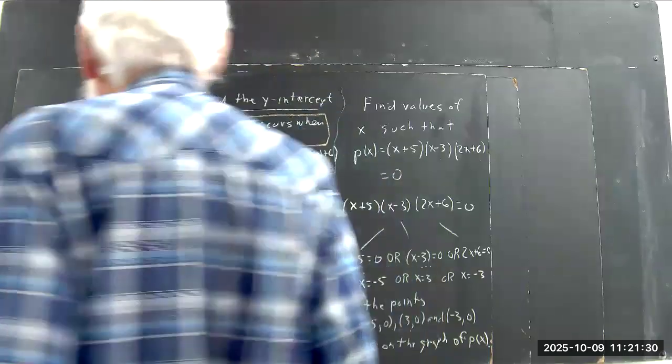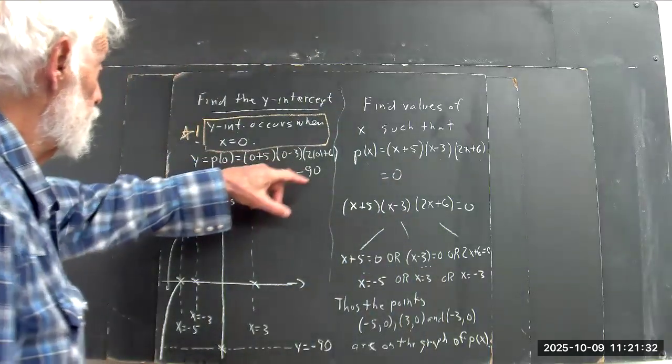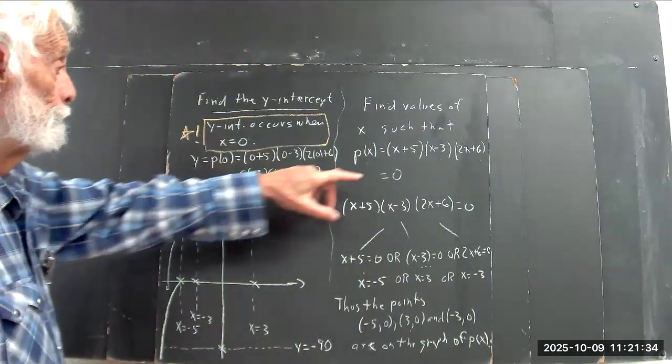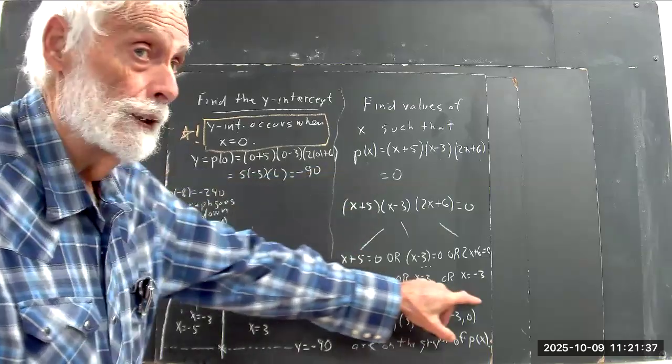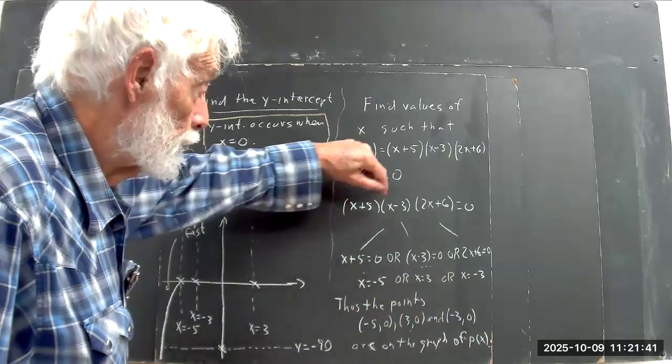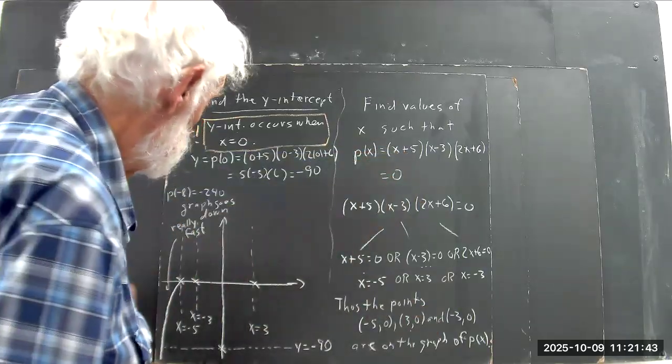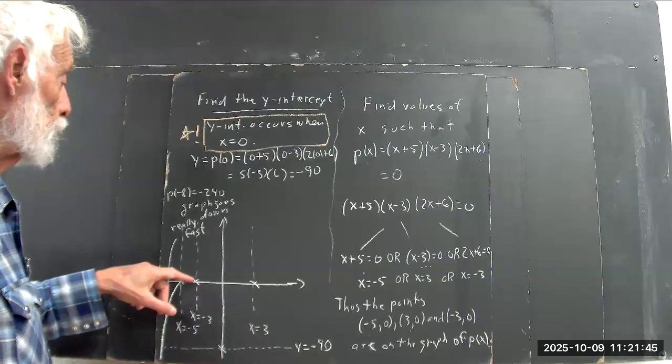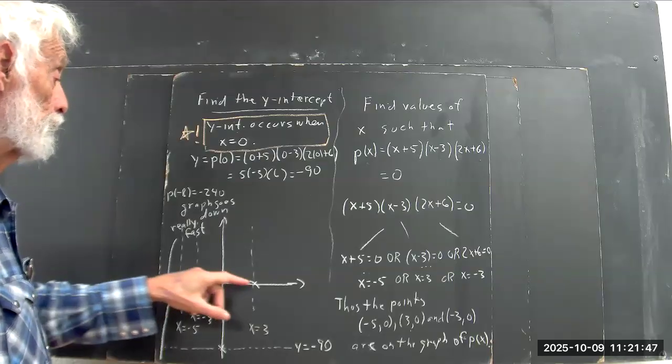Another thing I should have said, the only way this thing can equal 0 is if x has one of these values. Because if x doesn't have any of these values, then none of these are going to be 0. So you can only go through the x-axis at these 3 points.